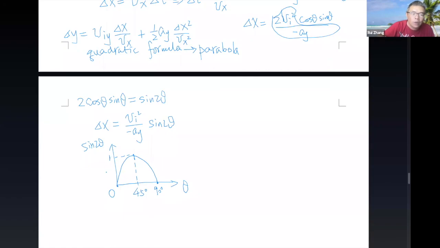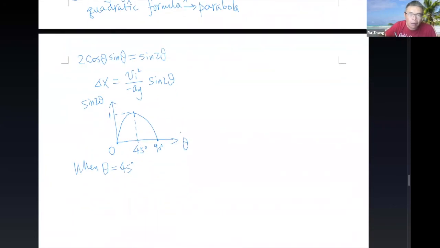So when theta equals 45 degrees, sine 2 theta reaches its maximum value, which is 1. So correspondingly, delta x reaches its maximum value, which is VI squared over negative AY.